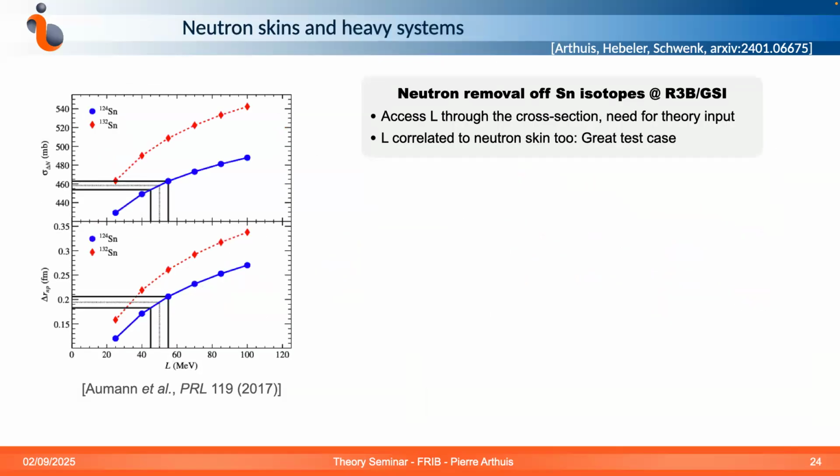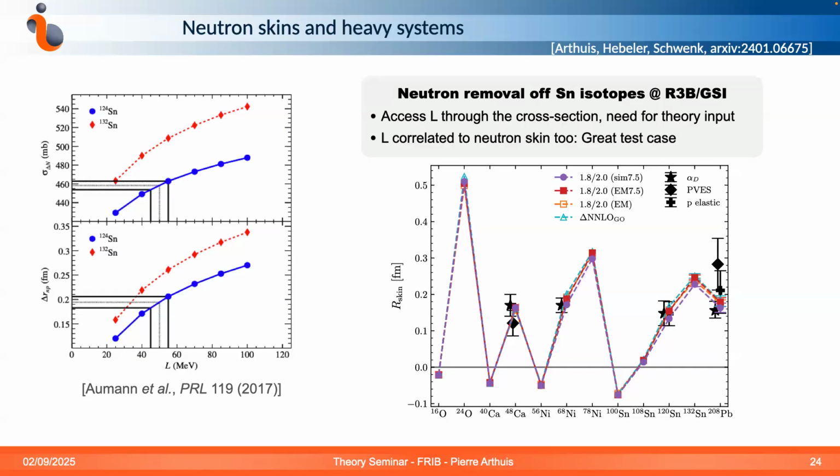And at this time, we were discussing with experimental colleagues in Darmstadt, the group of Thomas Aumann working on R3B at GSI. They were doing neutron removal of tin isotopes as a way to access the symmetry energy slope L for nuclear matter through the cross-section. But this cross-section is also correlated to the neutron skin. To put it briefly, the difference between the neutron radius and the proton radius of the nuclei. So since L is correlated to the neutron skin too, we thought, okay, that's a great test case for our interactions. Same set of nuclei, same set of interactions, compared to experiment.